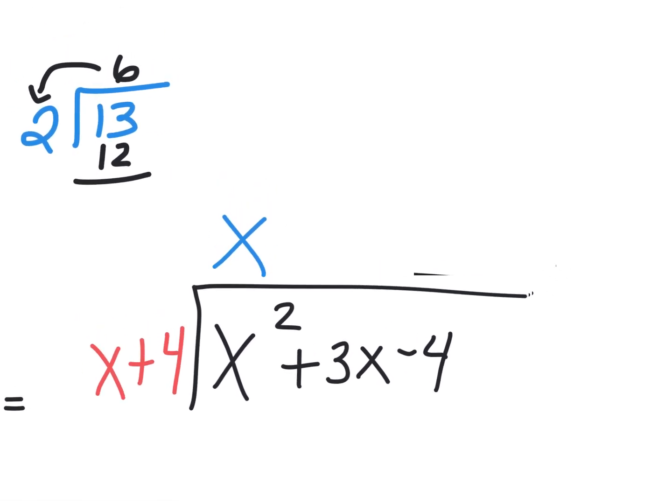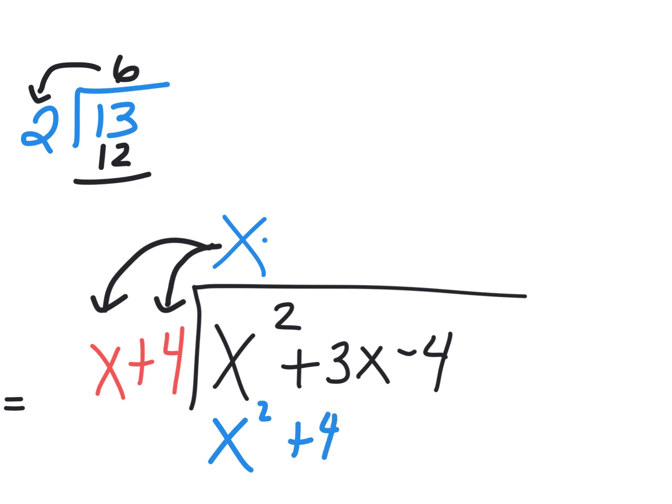Then this x has to be times by this, but it's actually 2 parts. So we got to go x times the x makes x squared. X times the 4 makes 4x. Draw the line. Remember me saying you make it the opposite of what it was? Instead of saying subtract. So I'm going to go opposite, opposite.